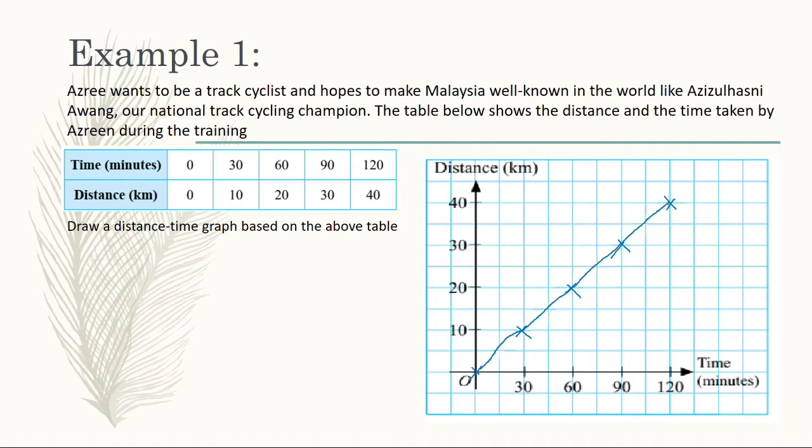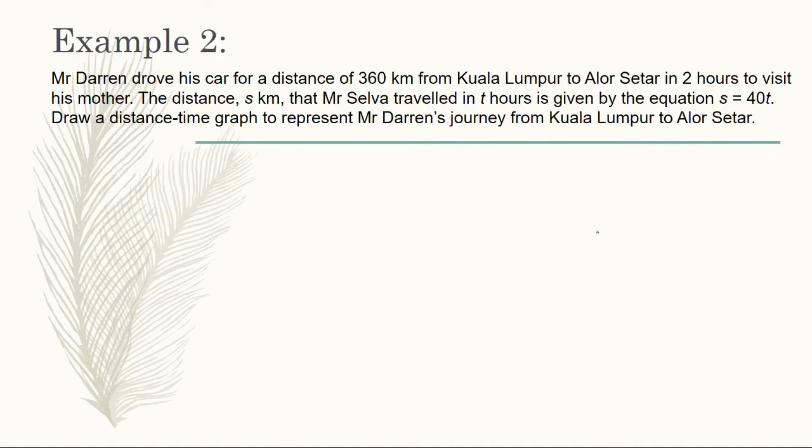Now we look at the second example here. Mr. Darren drove his car for a distance of 360 km from Kuala Lumpur to Alor Setar in 2 hours to visit his mother. The distance S kilometer that Mr. Darren traveled in t hours is given by the equation S equals 40t. They ask you to draw a distance time graph to represent Mr. Darren's journey from Kuala Lumpur to Alor Setar.